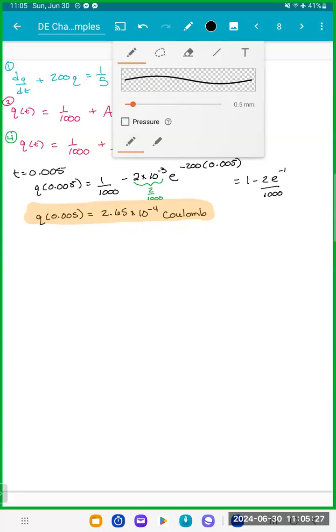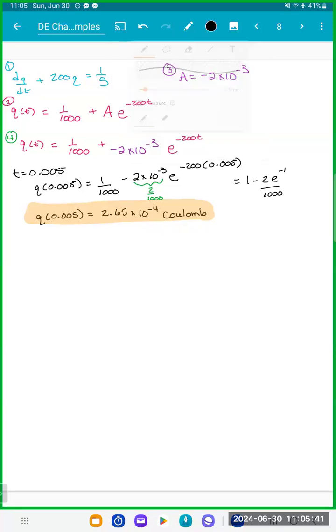So for calculating the current at time equal to 0.005, we need to integrate with respect to t, right? So let's integrate equation number 4 with respect to t.